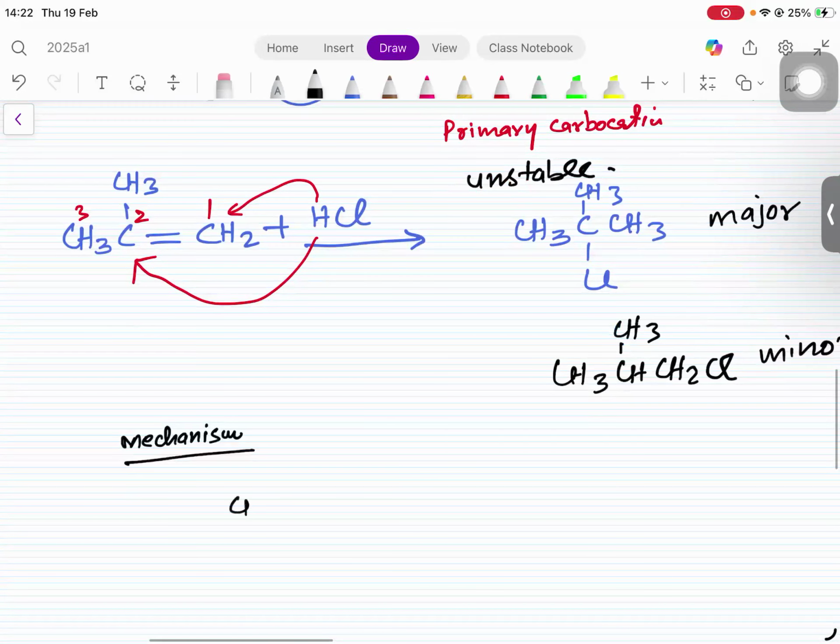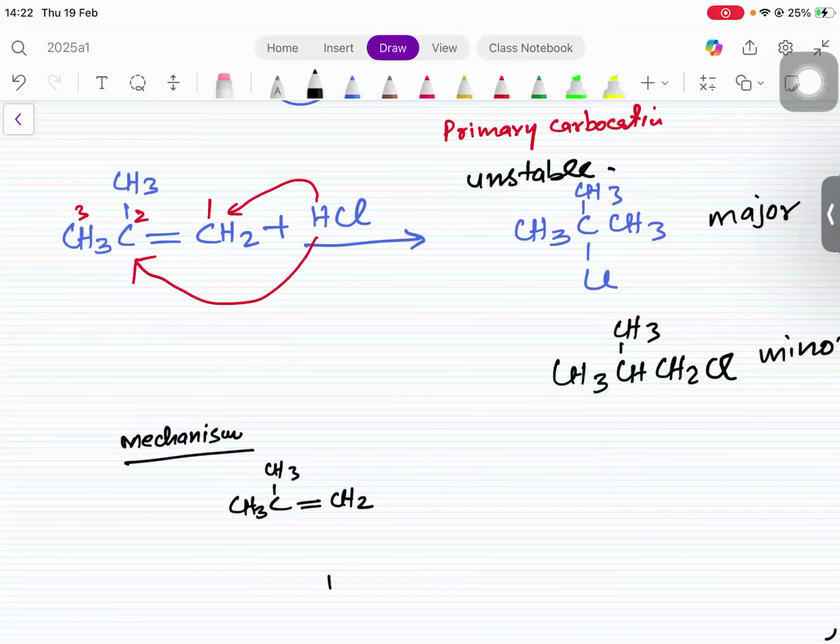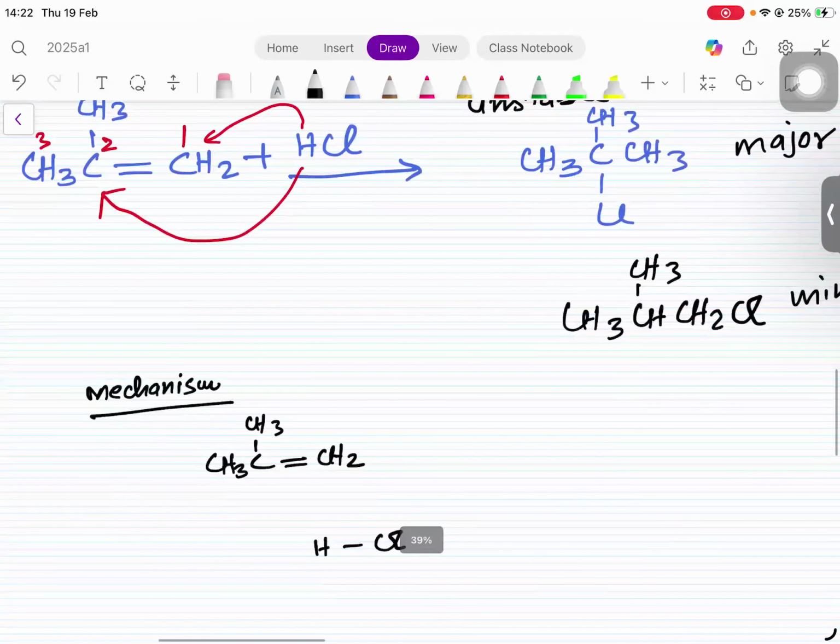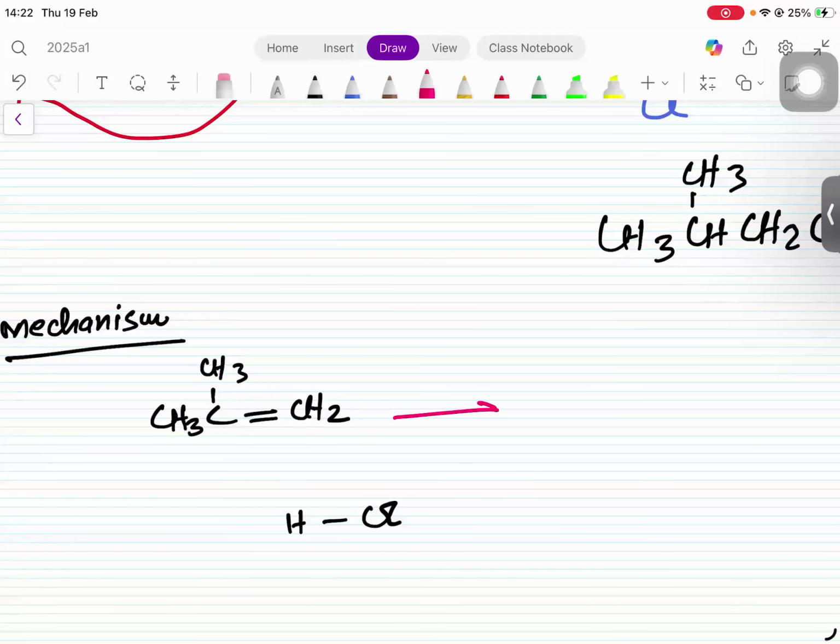Okay, help me. CH3, CH3, double bond, CH2, and here is the HCl. So what is the first step? Who is going to add up? No, the electrophile or nucleophile?